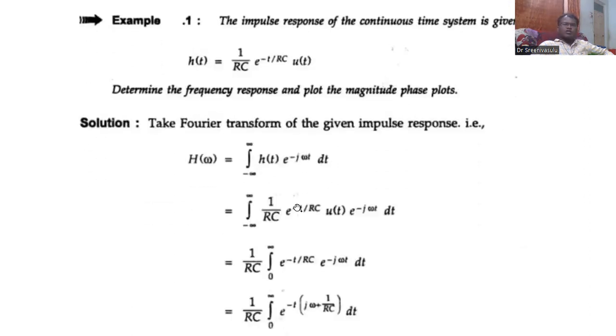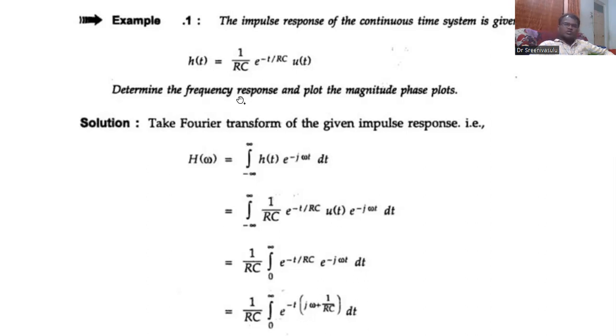Now, if you take one problem on this impulse response, see this problem. The impulse response of the continuous time system is given by h of t is equal to 1 divided by RC into e power minus t by RC into u of t. Determine the frequency response and plot the magnitude and phase. So h of t is given, and he has asked for the frequency response. For the frequency response, simply apply the Fourier transform of h of t, and you will get H of omega.